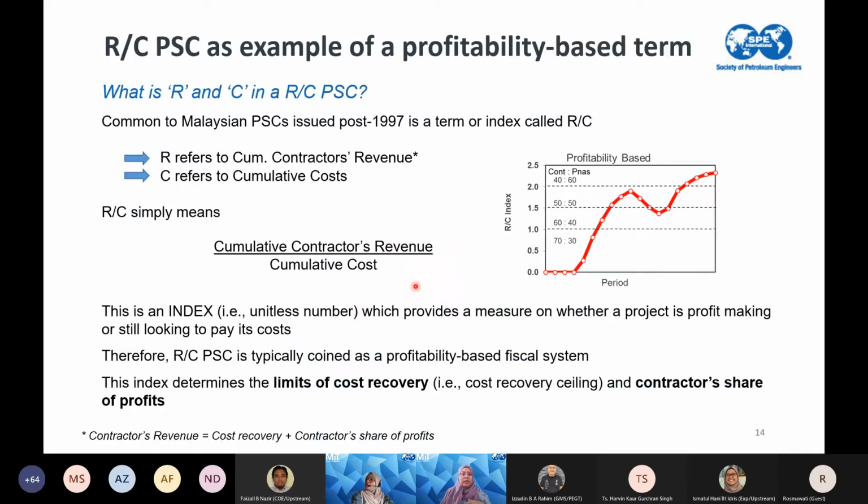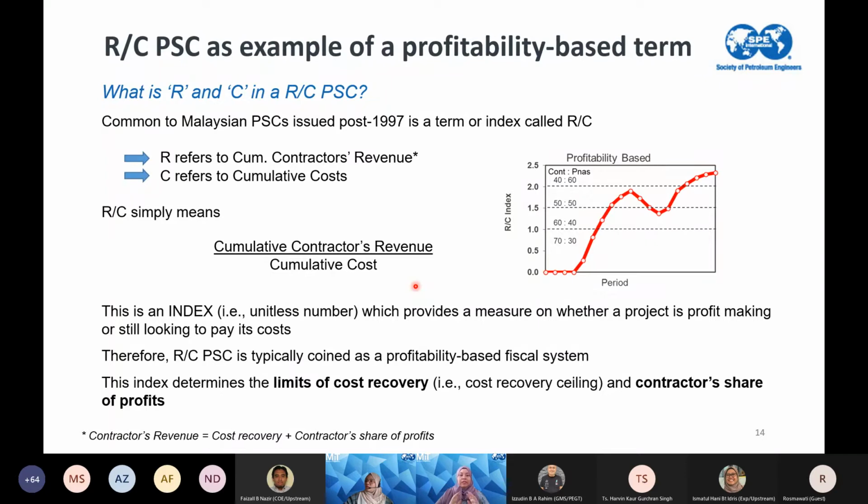Okay, so let's go to what is ROVC. ROVC PSC is simply revenue over cost. That's what R means and what C means. R is revenue, C is cost. ROVC PSC is an example of a profitability-based fiscal term. It is common to Malaysian PSCs issued post 97. It has this index called ROVC.